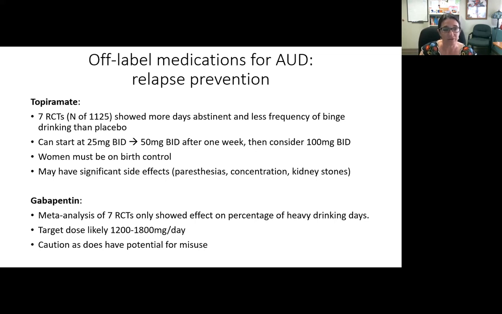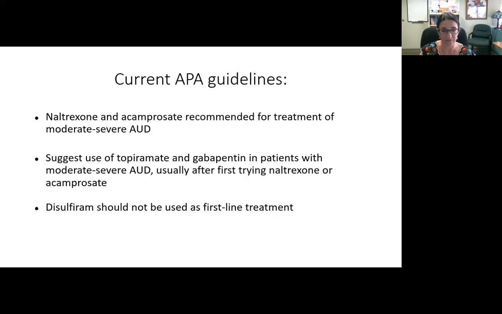Gabapentin also has a body of evidence that showed effect on the percentage of heavy drinking days. Target dose for this was 1,200 to 1,800 milligrams a day. We do need to be cautious as it has a potential in some cases for misuse, and is now, I think, on the PMP as a result.